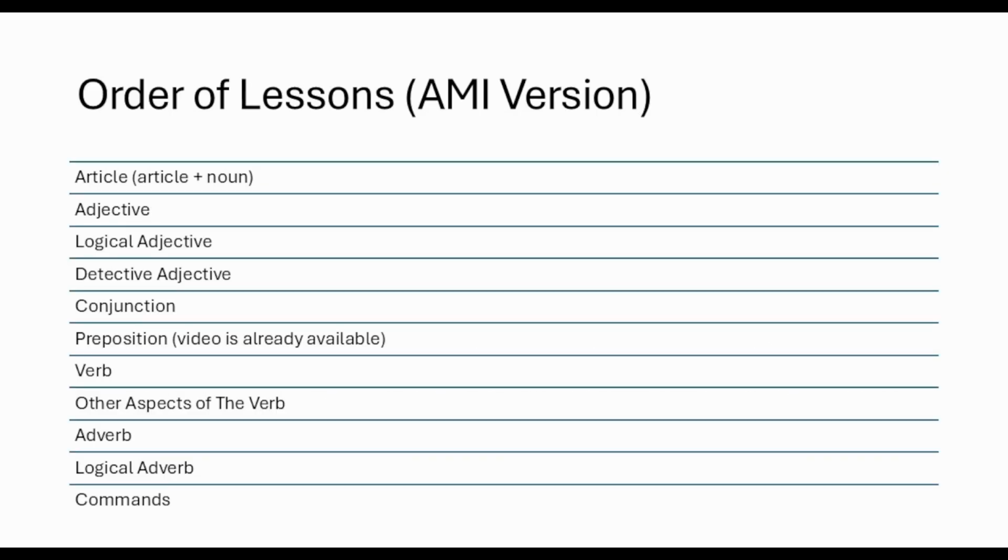So let's talk about the order of lessons, and this is according to my training, which is AMI. The order I'm going to present these lessons to you is the article, that's the first lesson, and along with the article we do introduce the noun, so those two things go together. The adjective, and then there's a lesson called the logical adjective, followed by the detective adjective, the conjunction, and the preposition. Now the preposition I actually already have a video on. That's the first one I've done.